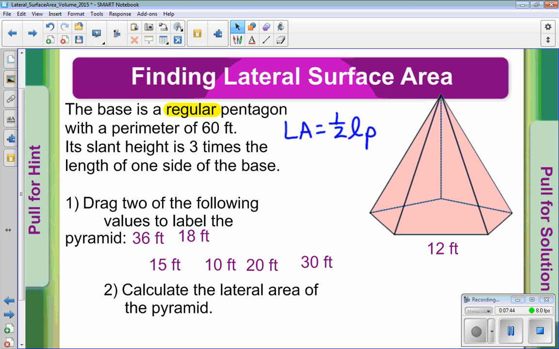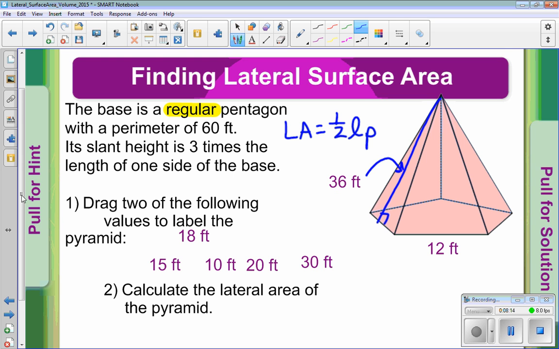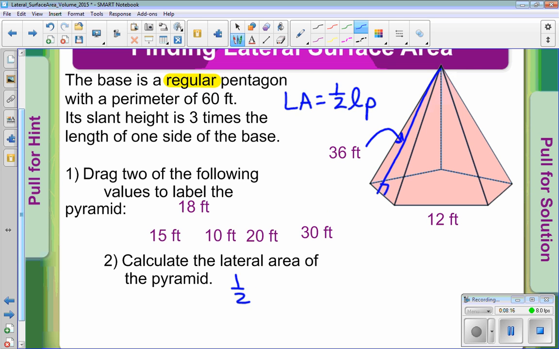What is the slant height? It is 3 times the length of one side? Where'd you get that number from? Okay, so I'm going to put 36, but it's going to be hard for me to draw it, so I'm going to draw it in separately. Can I draw it in like this? Would that be okay? So 36 would be that particular slant height. So what we want to do is write the formula. So the lateral area is 1/2 times what two things? So 36 times 60.